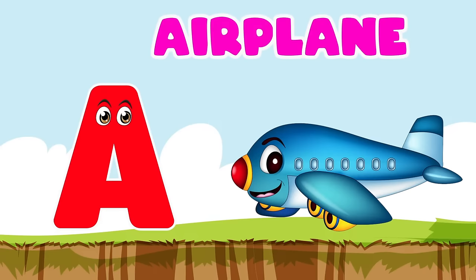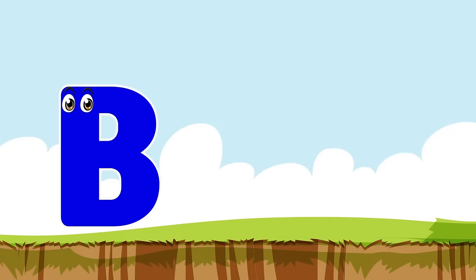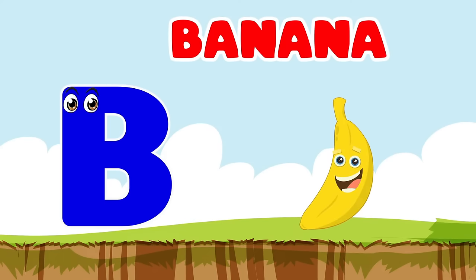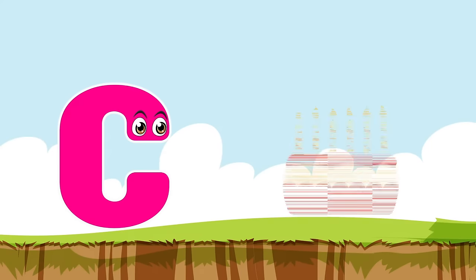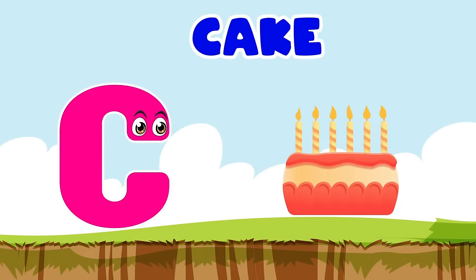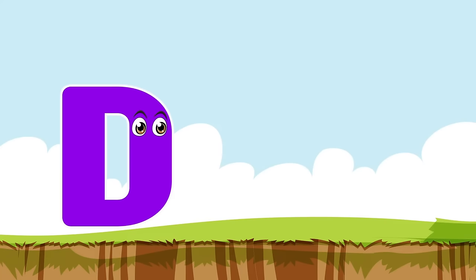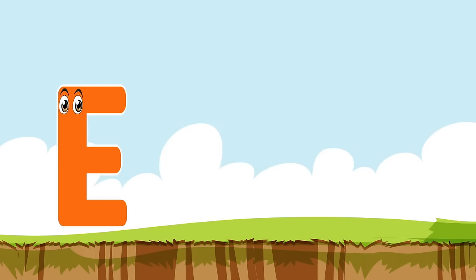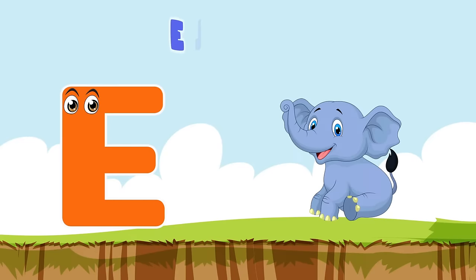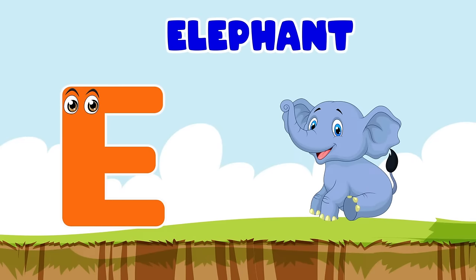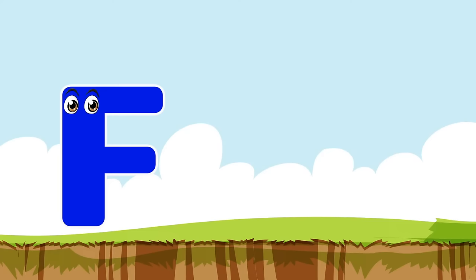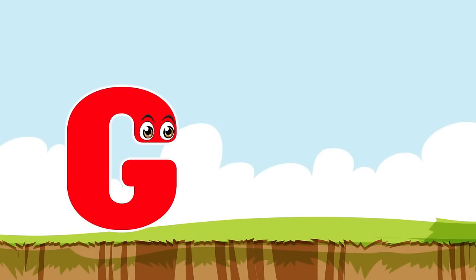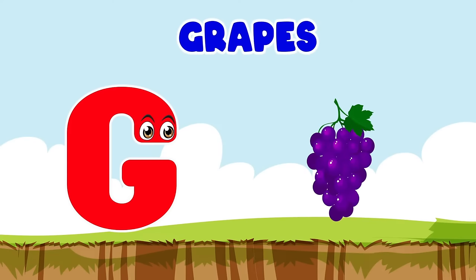A for airplane. B for banana. C for cake. D for dinosaur. E for elephant. F for flower. G for grapes.